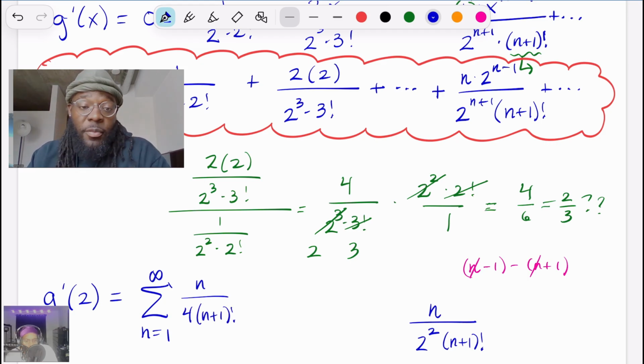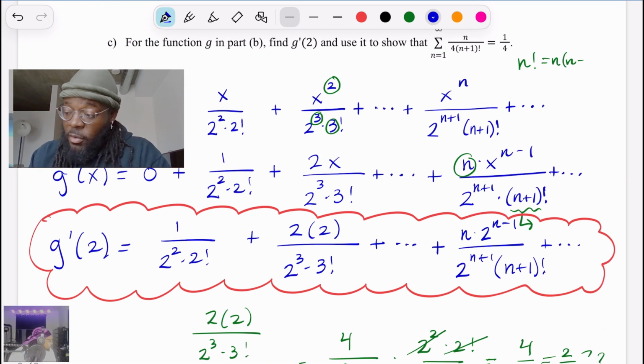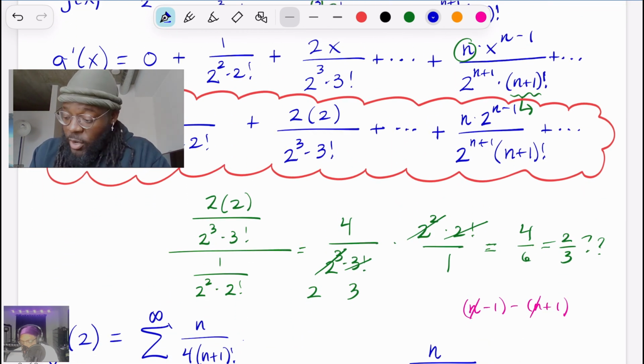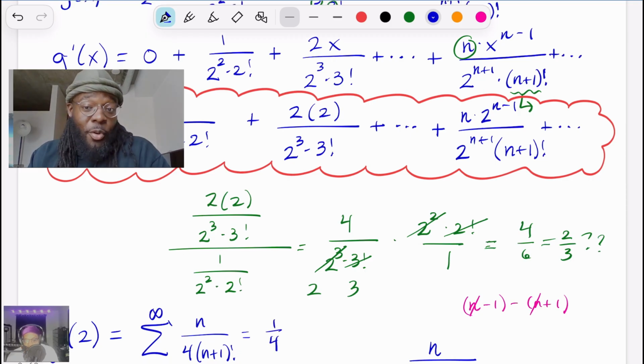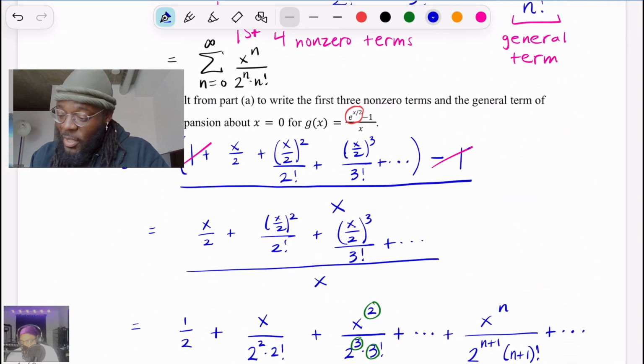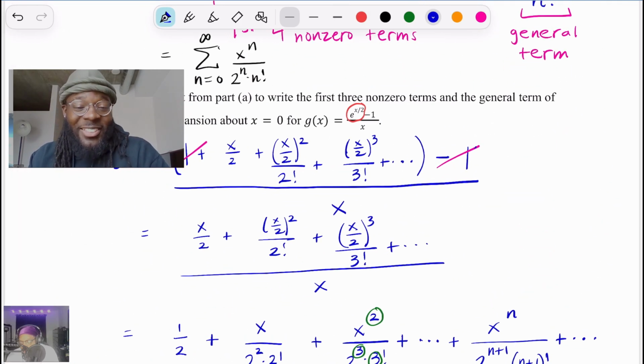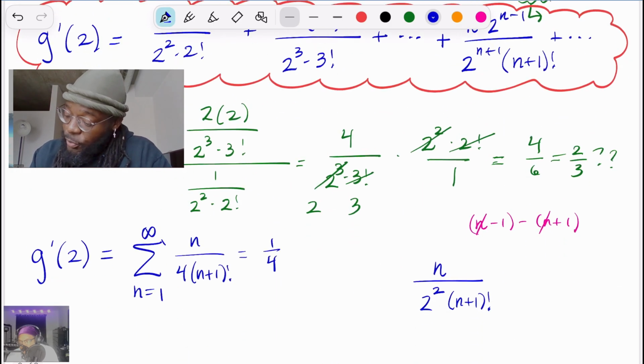So that is g prime of 2, which is the series they're asking about here, which they're saying equals 1/4. So they're basically saying show that g prime of 2 is 1/4. Think about what g is. We said from part B that g was e to the x divided by 2 minus 1, all divided by x. So I'm thinking if I could take the derivative of that expression and plug in 2, I should get 1/4. So that's what I'm going to do.